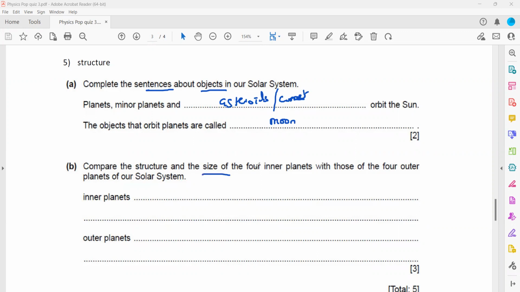Compare the structure and the size of the four inner planets with those of the outer planets. Inner planets are basically rocky, and outer planets are gaseous. Inner planets are smaller in size, and outer planets are larger in size. So you can mention rocky and small, and gaseous and large.